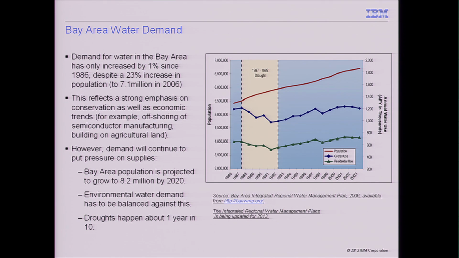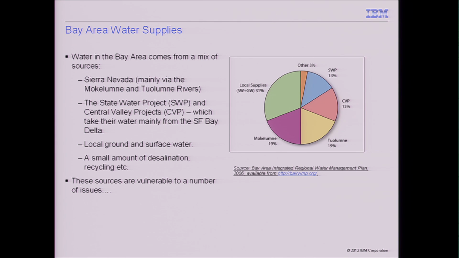It turns out, however, that droughts don't help things very much. And so if you look at the supplies of water, and you'll forgive my pronunciation of these rivers, Makalomni, how do you say that? Makwalmi, okay, and that must be Tuolmini, by abstraction. So there's a state water project and the Central Valley project that take the water from the Delta. There's local groundwater and there's a small amount of water from desalination.